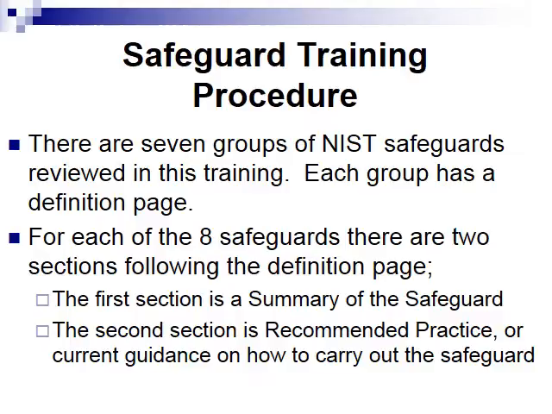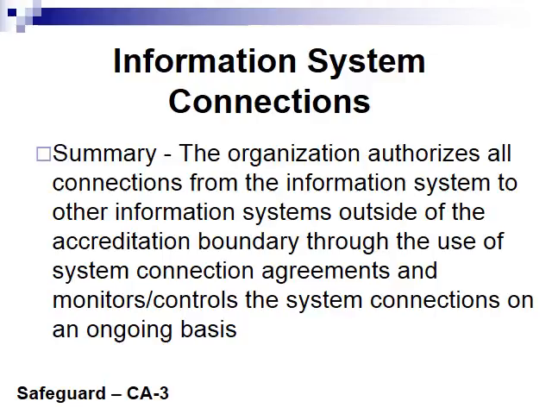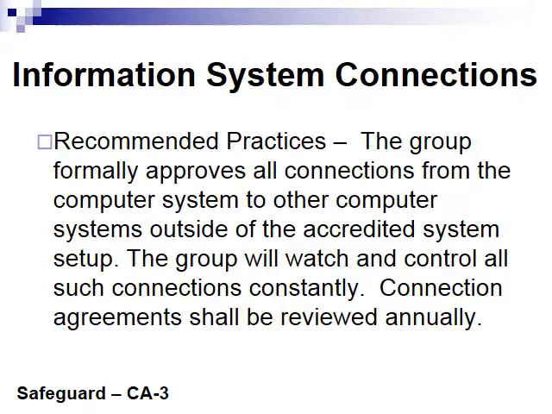The 8 initial safeguards are divided by the NIST into 7 groups or families. Each group has a group definition, followed by a summary of the safeguard and recommendations on how to carry out the safeguard. Other safeguards in these groups will be included in the more comprehensive annual security awareness training. Certification is a group approval of a program. Organizations should control all connections to the networks handling protected information. Formal connection agreements should be reviewed annually.